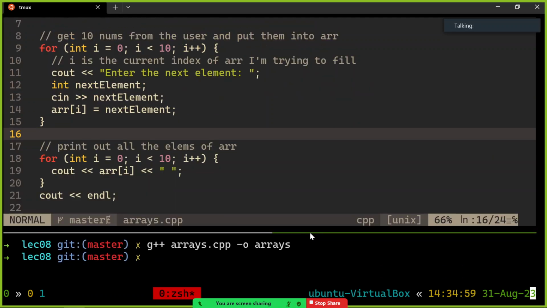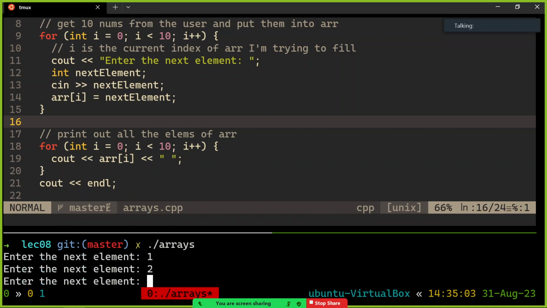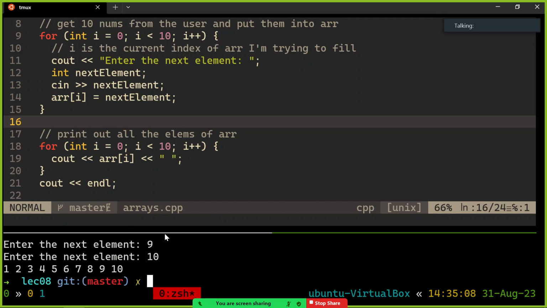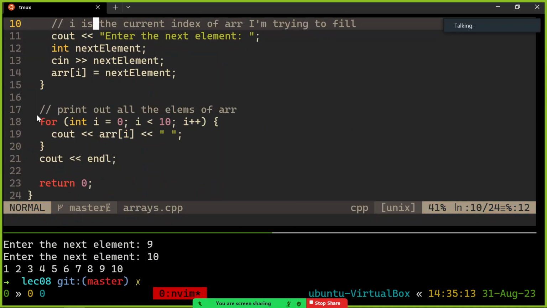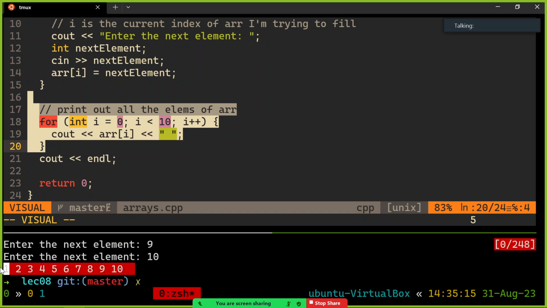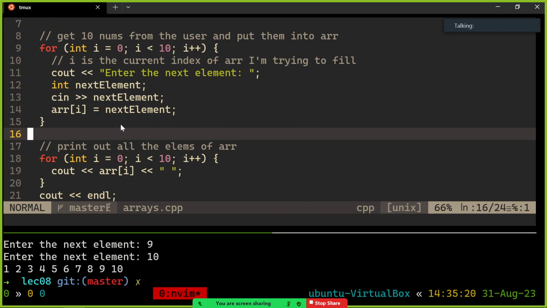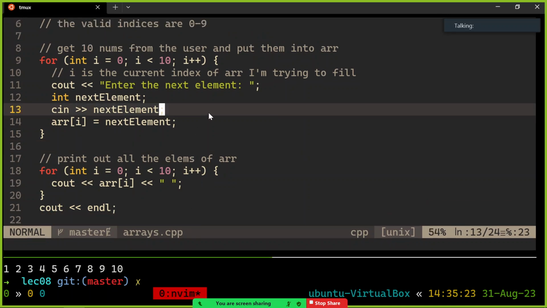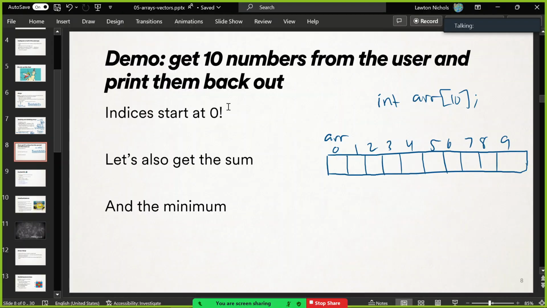So let's see, here's the code. Here's me running. Enter the next element. 1, 2, 3, 4, 5, 6, 7, 8, 9, 10. Yay. And there it is. It got them. It filled in r of i, each index of r, and then it printed them all out, 1 through 10. All right. So any questions about this code? We're filling in that array that we declared up there. That's the first thing I want to do. Technically, you didn't need an array for that, but let's do some fancier things.